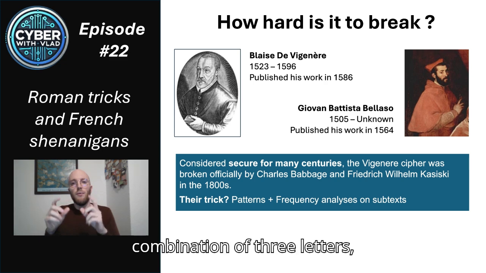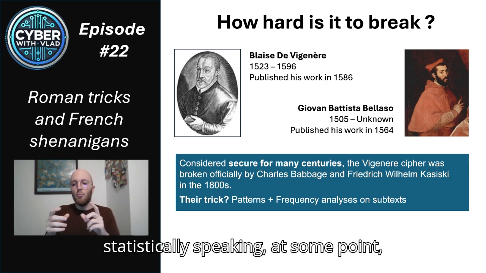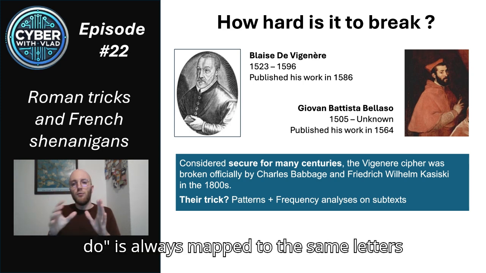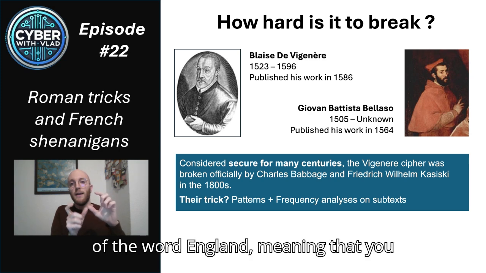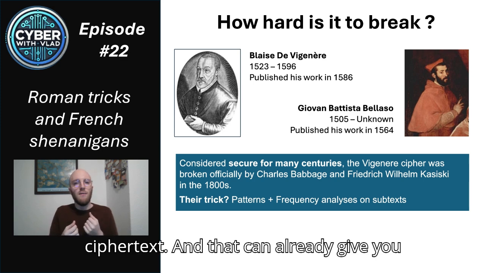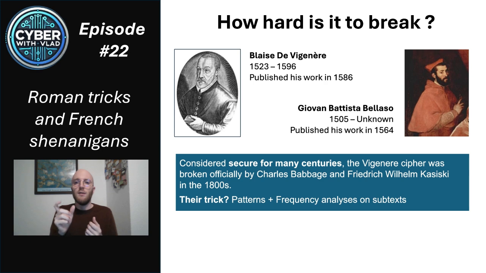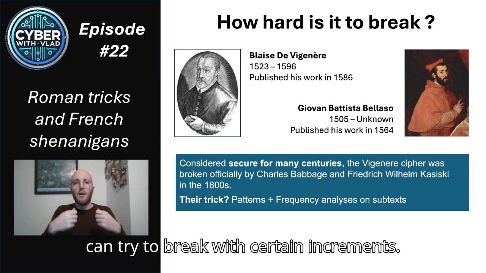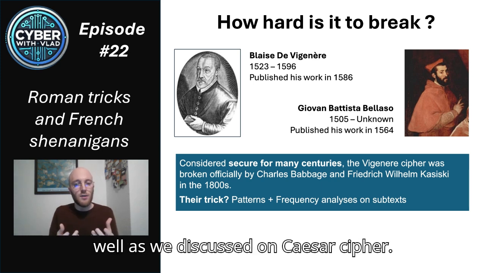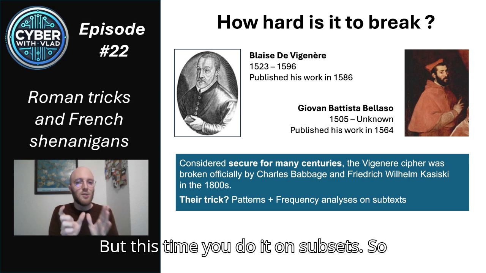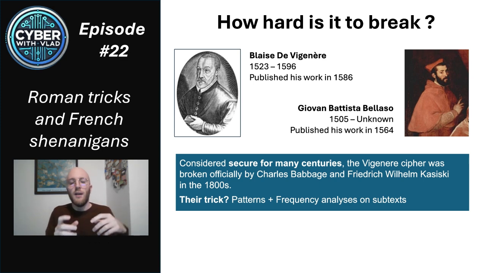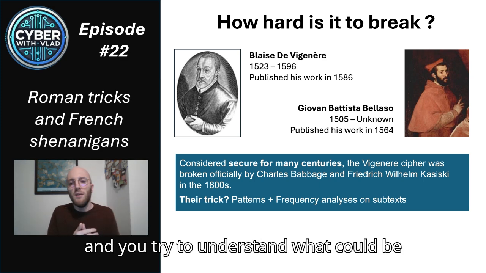So those combinations of 3 letters, statistically speaking, at some point when you put the word England on top of it, there will come a time where "I do" is always mapped to the same letters of the word England, meaning that you will have some repetitions within your ciphertext, and that can already give you some idea on the size of the key. And once you have that, you can try to break with certain increments. You can do some frequency analysis as well, as we discussed on Caesar Cipher, but this time you do it on subsets. So for example, you take all the first letters and then all the second letters, and you try to understand what could be the increment.